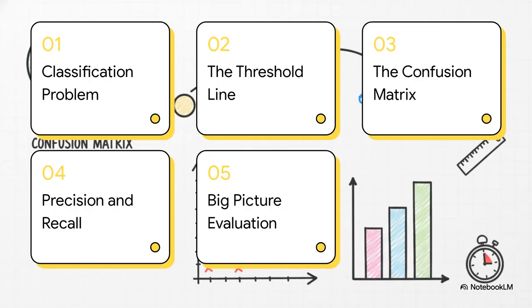So, here is our roadmap for the explainer. First, we'll look at the classification problem itself. Then, we'll talk about drawing the threshold line, step inside the confusion matrix, break down precision, recall, and accuracy, and then finally, we'll zoom out for the big picture evaluation. Let's get right to it.